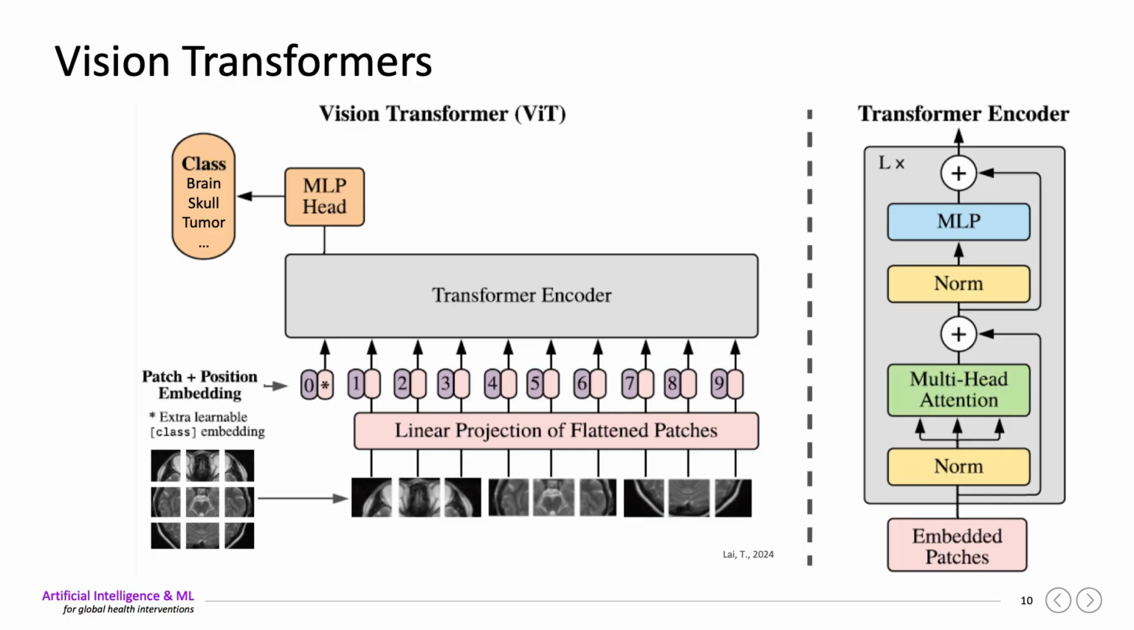A patch plus position embedding is added to every token so the model knows where each patch came from in the original image, because attention by itself is permutation invariant. This full sequence is fed into the transformer encoder, and the output corresponding to the class token is passed to an MLP head, which produces the class prediction, here choosing among brain, skull, tumor, and so on. So the profound idea is this: an image is worth n by n words. We treat patches as tokens and let self-attention model relationships between them, exactly as it models relationships between words in a sentence.